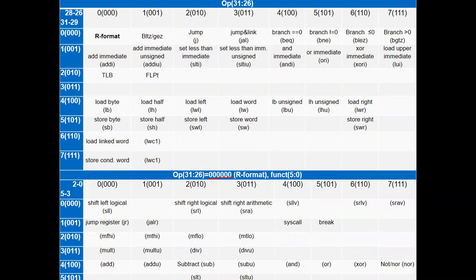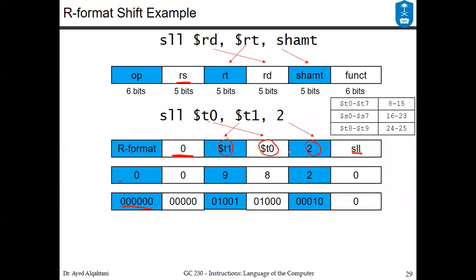instruction. So going back, we know that this one is code 0000. So we have 6 zeros here. The shift amount is 2. We copy 2. T0 is the register number 8. T1 must be 9. RS is always 0, so we make it 0. The R format is 0, we copy zeros. So this is going to be the machine code of the R-type format instruction SLL.